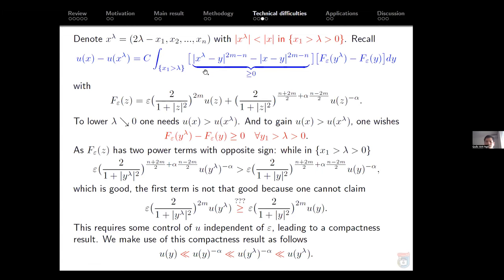we have some problem with the kernel. The kernel in this formula consists of two terms. One term involves the linear perturbation, which is u, a power of u where the exponent is one. The other term involves a power with a negative exponent. So you have two power terms with opposite exponents, and you need to maintain the balance between these two terms. That requires a compactness result. In other words, u cannot be too big and it cannot be too small. They stay away from zero and from infinity on both sides. So that's the second difficulty, and I call this the compactness result.